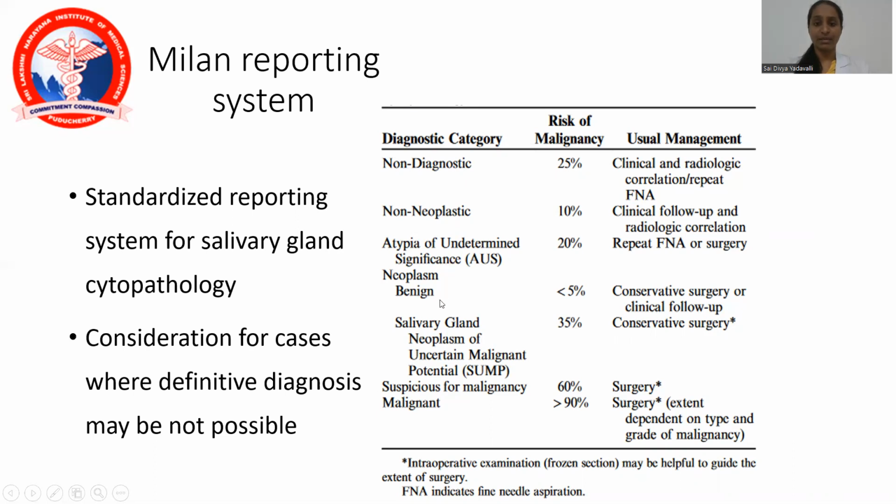It can be a benign mass or a salivary gland neoplasm of uncertain malignant potential, suspicious for malignancy, or malignant. These classes help predict a risk of malignancy, as can be seen here, and therefore determine the further management that needs to be performed.